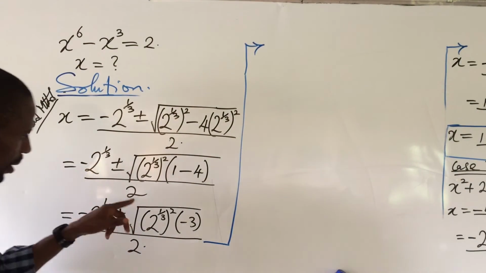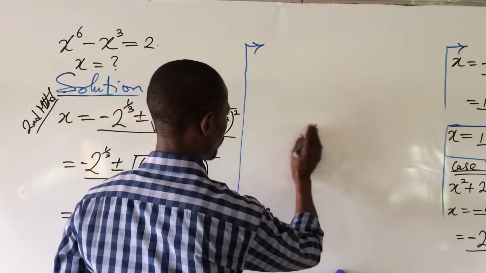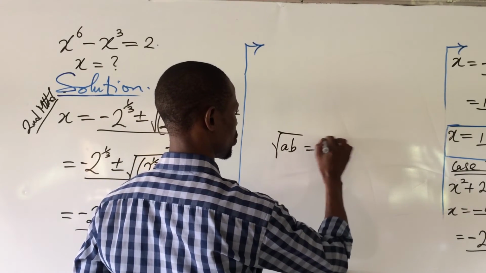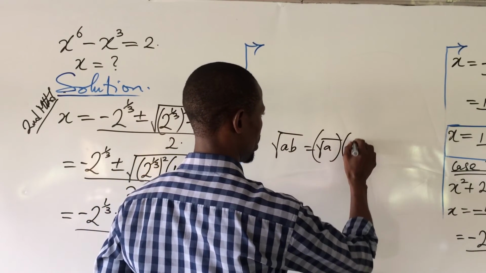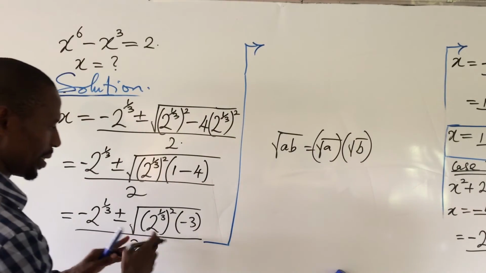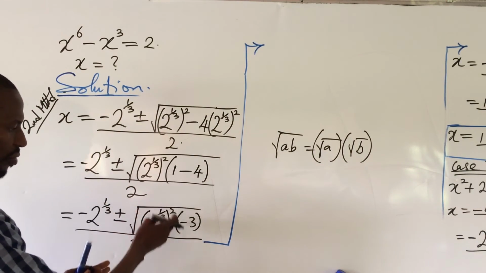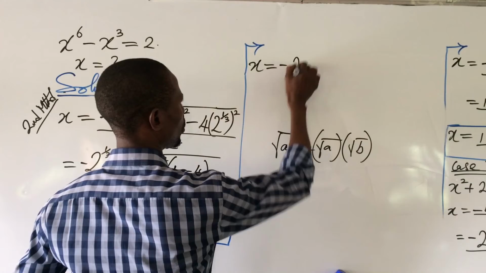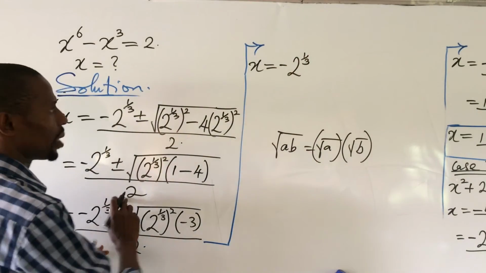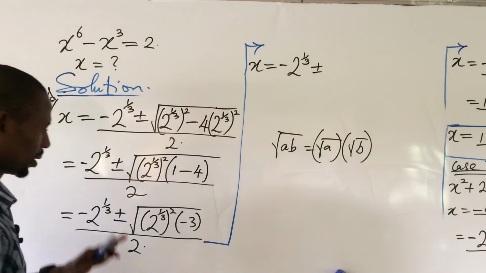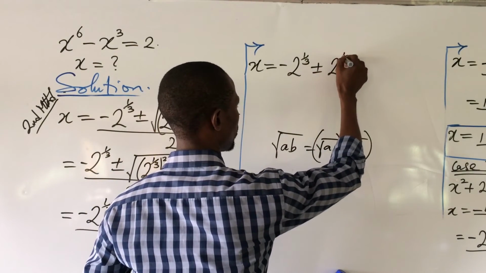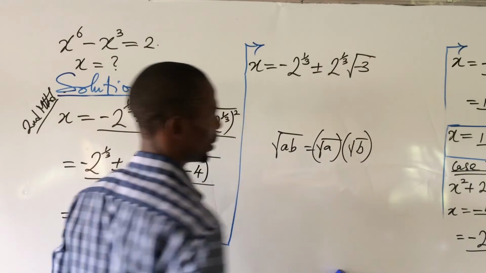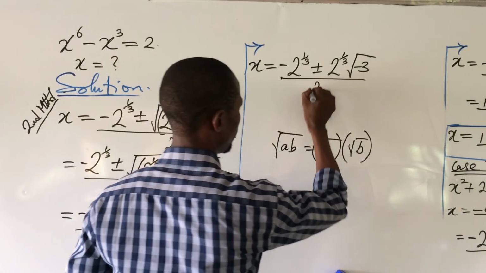Now, according to the law of surds, we say that if you have the square root of ab, this is the same thing as the square root of a times the square root of b. So if we apply that here, the 2 to the power of 1/3 will come out. And so we're going to have our x equal to minus 2 to the power of 1/3 plus or minus, then we have 2 to the power of 1/3 into the square root of minus 3, all over 2.